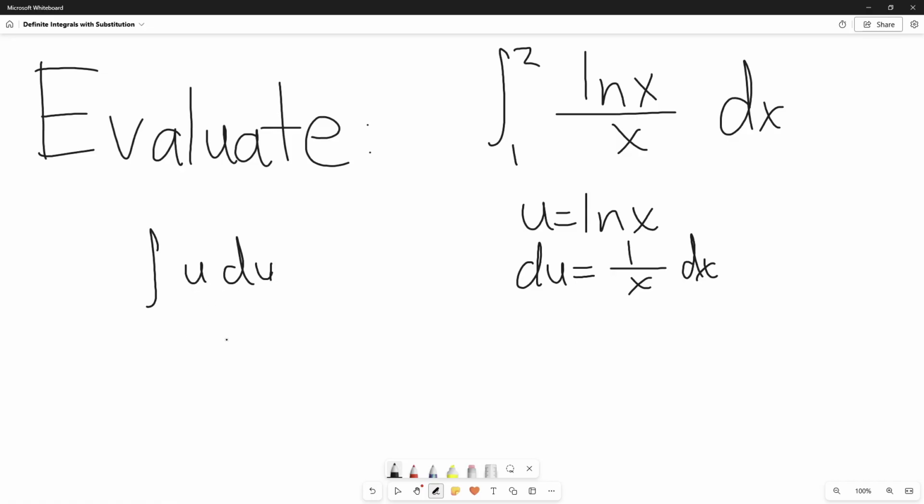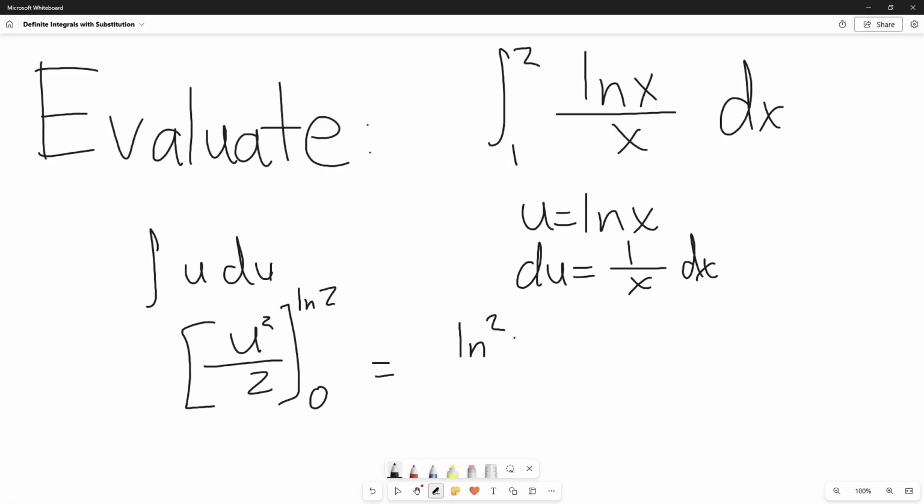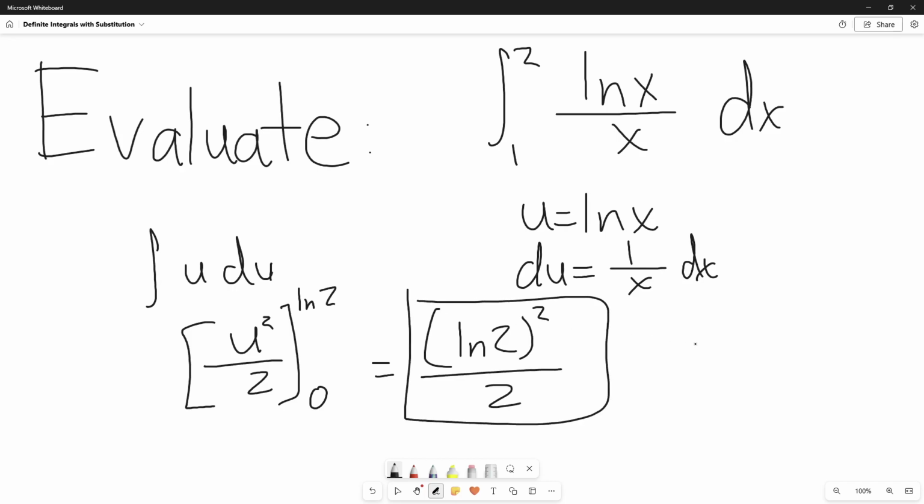Pretty simple. And then when we integrate that, we get u squared over 2. And to set our bounds, we need to find u when x is 1 and 2. So when x is 1, u is ln of 1, which is 0. And when x is 2, u is ln 2. So that's just ln 2 squared over 2 minus 0. And that's our final answer.